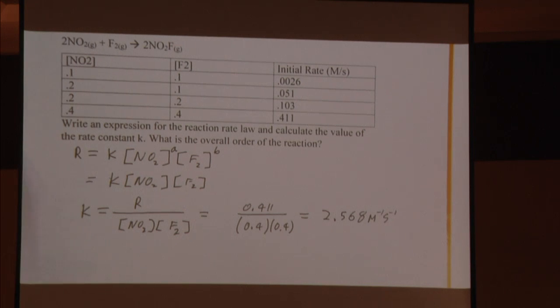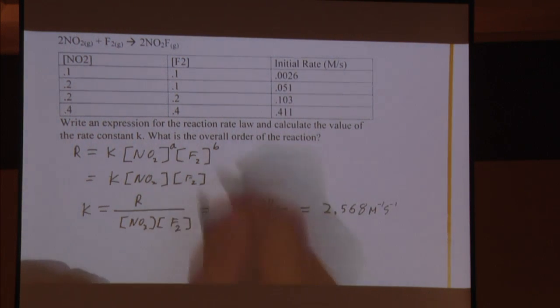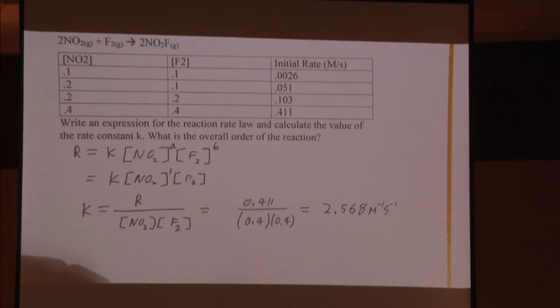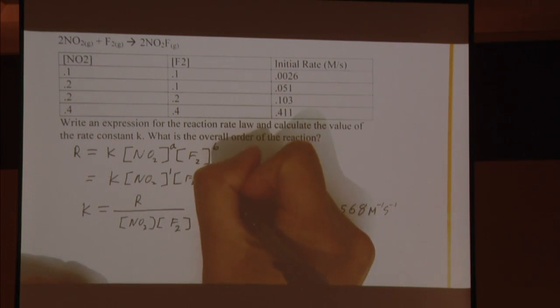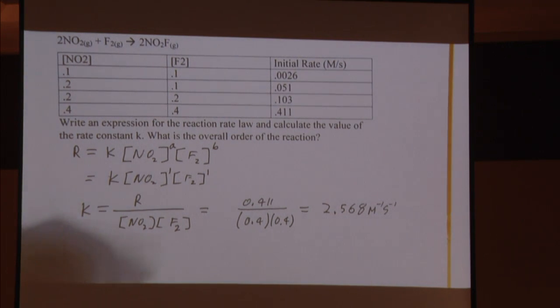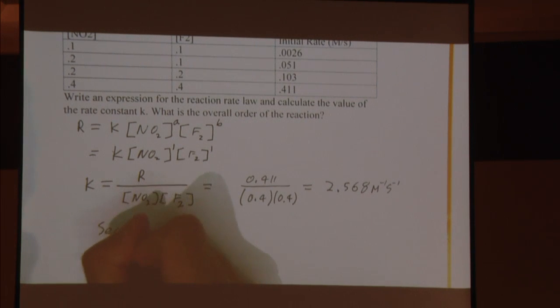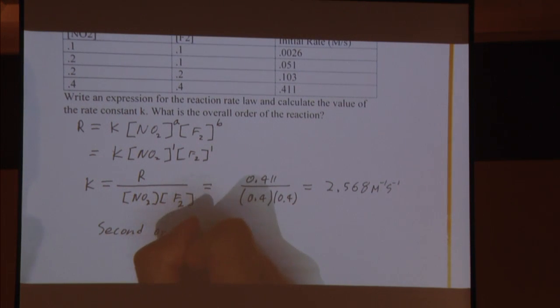Finally, what is the overall order of this reaction? We have an exponent of 1 for our NO2 and an exponent of 1 for our fluorine. The overall order is just adding up all these exponents. So this is a second order reaction.